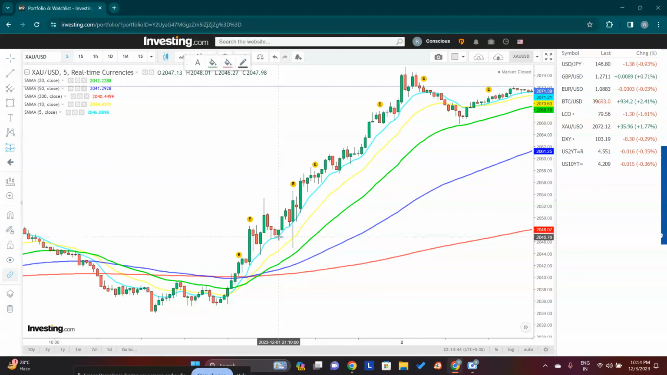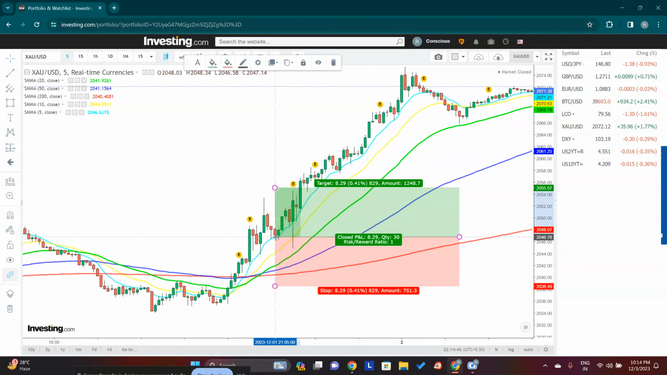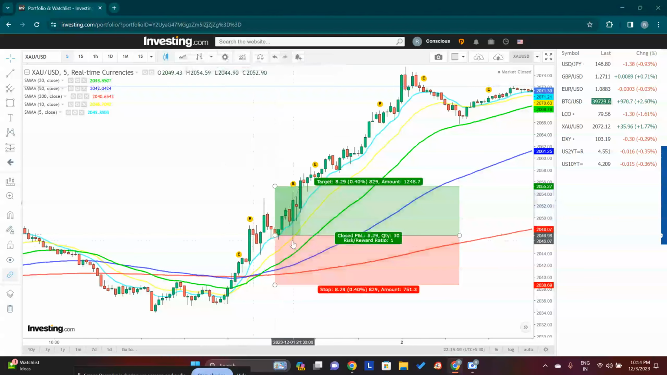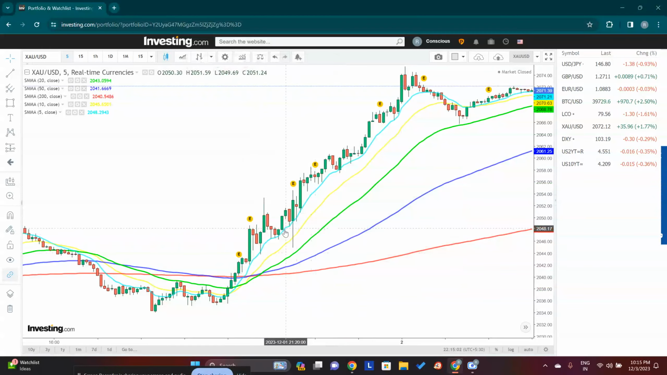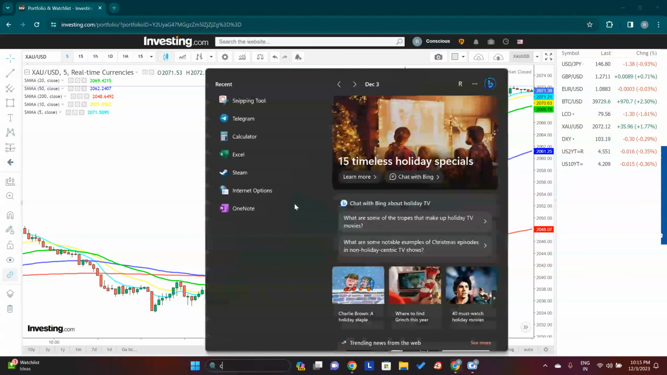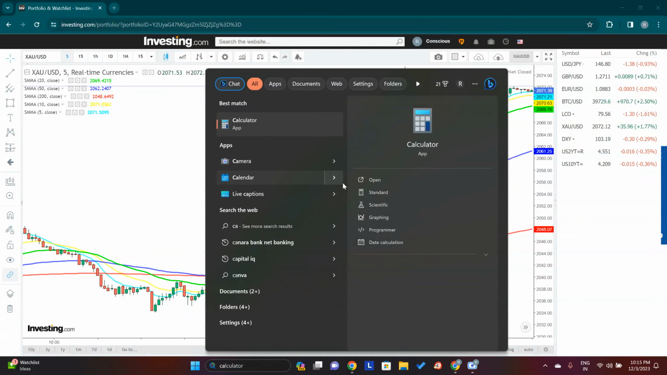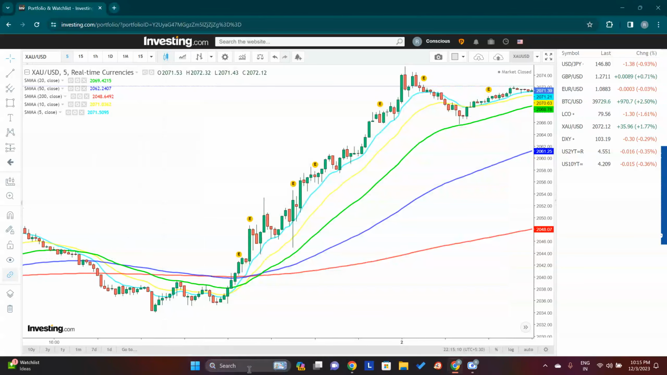Like over here it came, it touched the SMA line, here I entered. And any dips towards these lines below, around the 10 SMA, 20 SMA, I can average my trade. Say for example, here I entered my first quantity. If you know how my trading style is, I'll show you on the Excel sheet so you will understand.